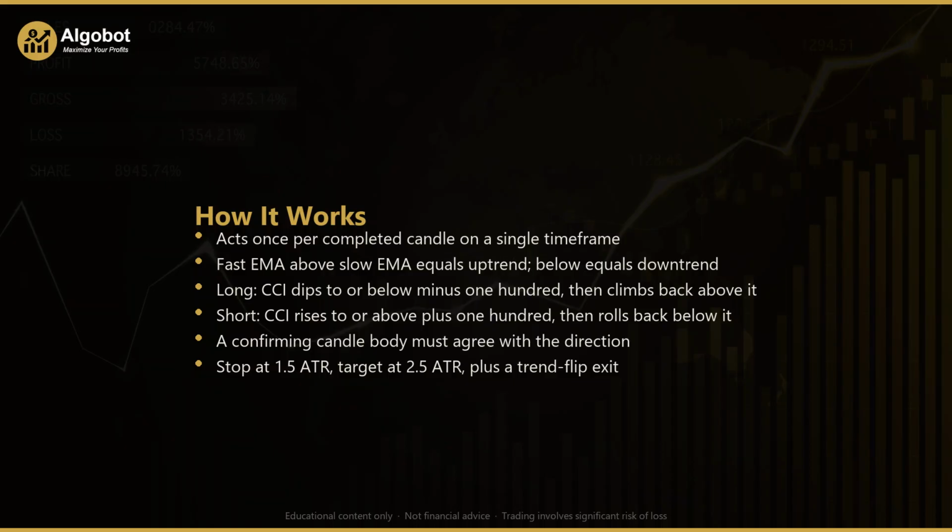Finally, the strategy manages one position at a time per magic number, and it includes an extra exit. If the trend filter flips against an open trade, for example, the EMAs cross down while a buy is live, the EA closes that position early rather than waiting for the stop. Trading always involves risk, and losses are a normal part of any approach.